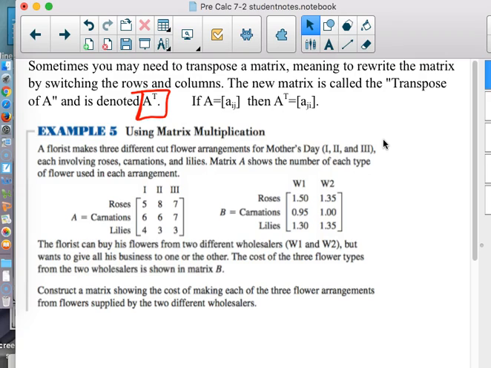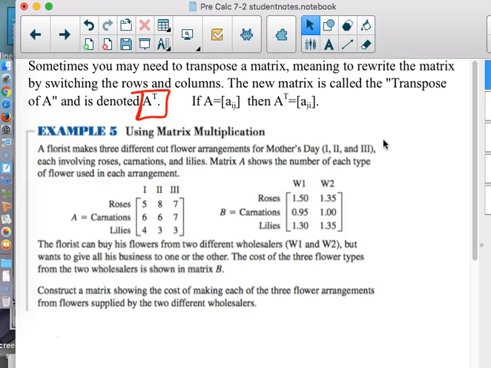But here's the problem. Roses times the cost of roses. Roses times the cost of carnations. Roses times the cost of lilies. Makes absolutely no sense. So, think, what if I transposed this? What if instead of the 1, 2, and 3 up here, I put the roses, carnations, and lilies up here, and then I put the 1, 2, and 3 down this way? Would that match up? And it does.